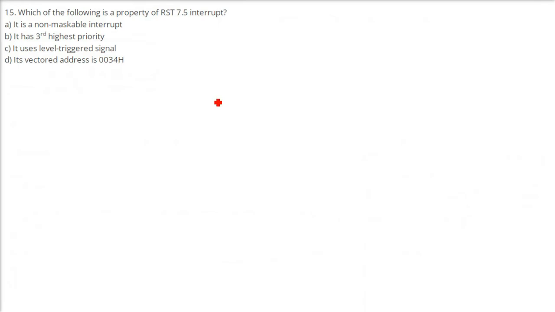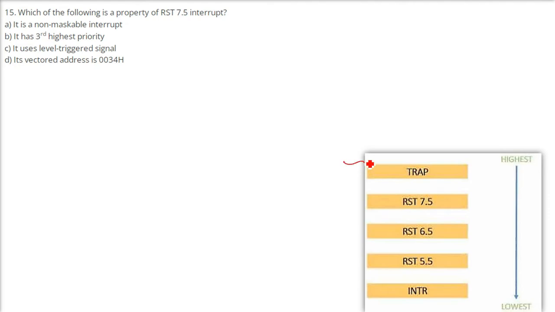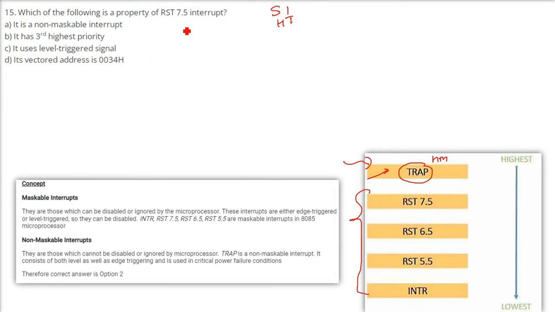Which of the following is a property of the RST 7.5 interrupt? Okay, so these are the interrupts. When we talk about the processor, we have software interrupts and hardware interrupts. The trap has the highest priority. It is a non-maskable interrupt. That is, when it comes, the processor has to handle it. And they have different signals, level signals, triggered signals. Vector address is also there. So which of the following is a property of RST 7.5? This is being asked here.